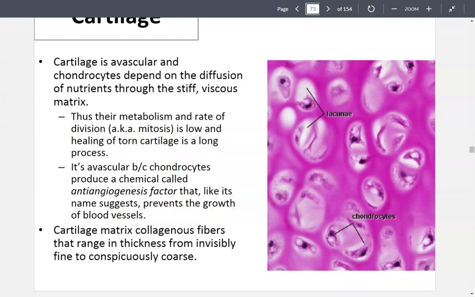Now, why is it avascular? Chondrocytes secrete a chemical called anti-angiogenesis factor, which actively inhibits the growth of blood vessels. So it's actively preventing them from arriving. In this matrix, we are going to have collagen fibers that are going to range in thickness from basically invisible to I can see them very clearly.